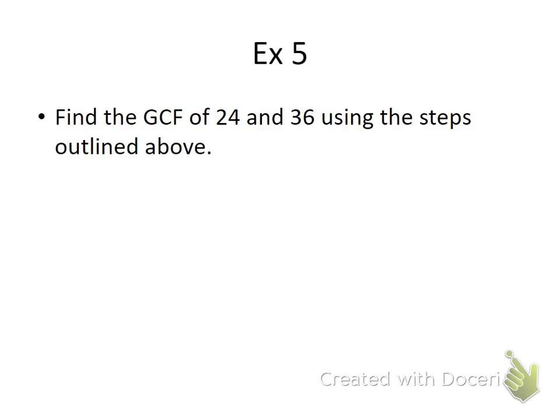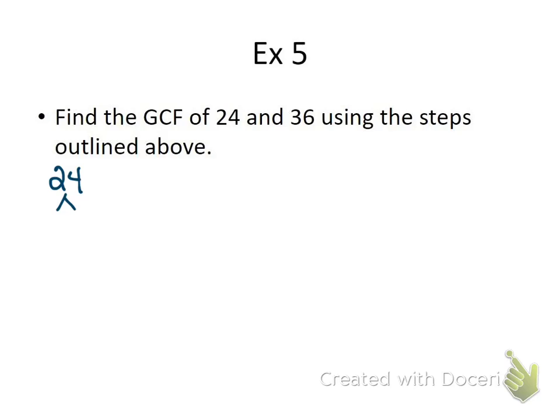Example number 5. It says, find the greatest common factor of 24 and 36 using the steps outlined above. Now you're like, Ms. Lidekin, we already know the greatest common factor is 12. I get it, but I want to show you how to do a factor tree and how we could come up with 12 if we did the factor tree. So 24. Here's the great thing about factor trees. How many factors did 24 have? How many numbers can you use to multiply together to get 24? We had 1, 2, 3, 4, 5, 6, 7, 8, 9, 10, right? So Jenna may use 3 times 8 to get to 24.